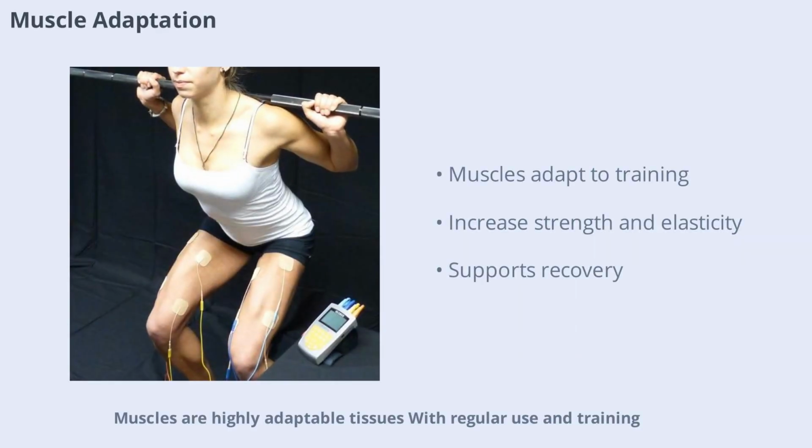Muscles are highly adaptable tissues. With regular use and training, they can become stronger, more elastic, and better able to respond to stimuli. This adaptability is what allows athletes to improve performance and helps individuals recover from injury. The behavioral properties of the musculo-tendinous unit play a central role in this process, supporting growth and resilience.